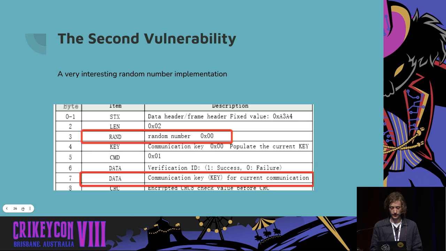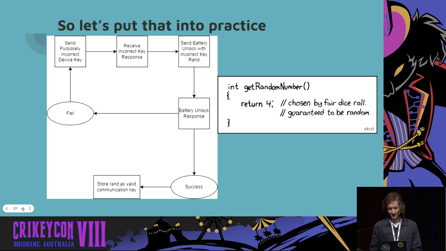So essentially, this is a flowchart of how it was actually put into practice. Nice little XKCD meme there. You can see we start out by purposely sending an incorrect device key to this device. The device will go, OK, it's incorrect. Here's a response to tell you it's incorrect. It will encrypt that response with a random number. And that random number was supposed to be the communication key, right? So what can we do with that? Well, we can test to see if that's correct. There's a command called battery unlock, which will only respond if it has a correct communication key. So we can just send this battery unlock command a bunch of times with a bunch of different random numbers, and eventually, it will succeed and give us the correct communication key.